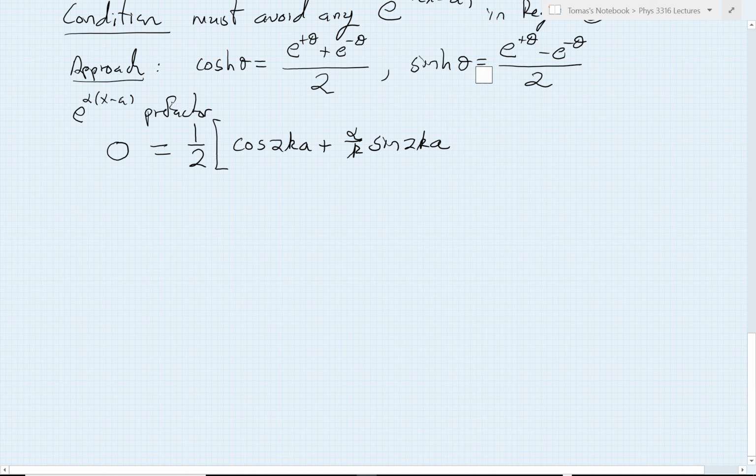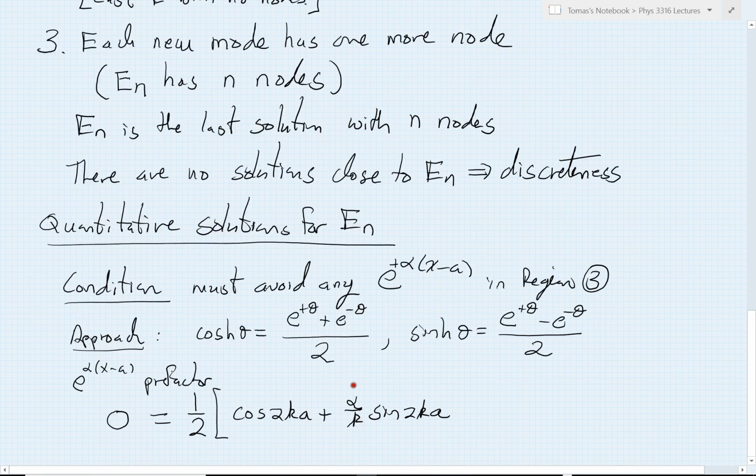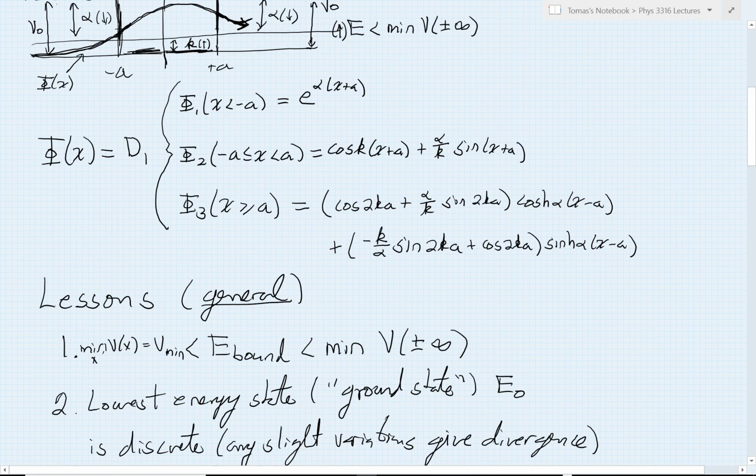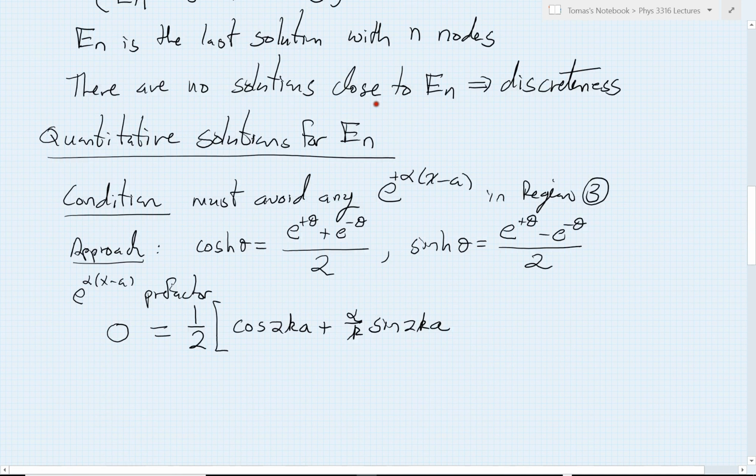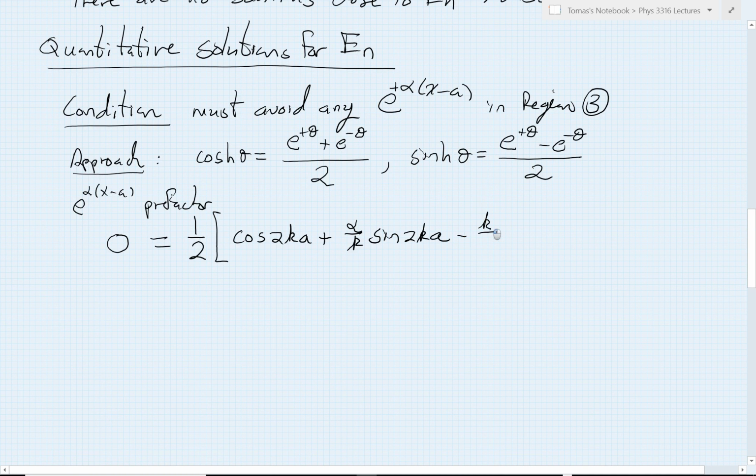When I turn to the hyperbolic sine term, it also has a factor of plus 1/2, which I've already factored out, times a growing exponential. And the remaining factors on the growing exponential then are the prefactors that we see on the hyperbolic sine, which has a minus k over alpha times sine. So there'll be minus k over alpha times sine of 2ka, and it also has plus cosine of 2ka. Very good. So this then is the key strategic piece of algebra we had to come up with.